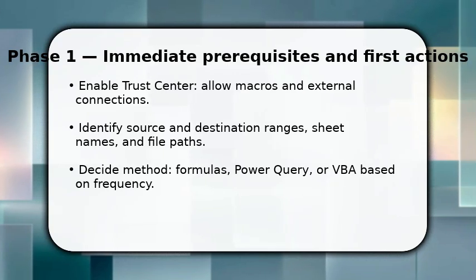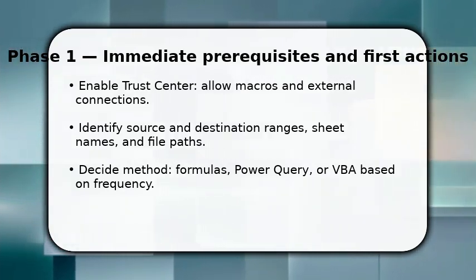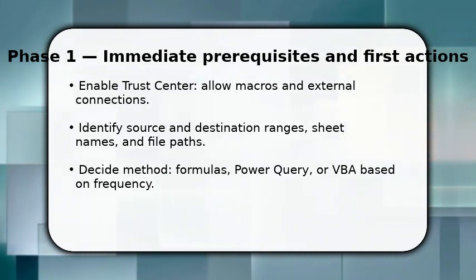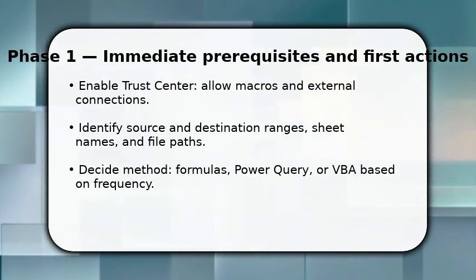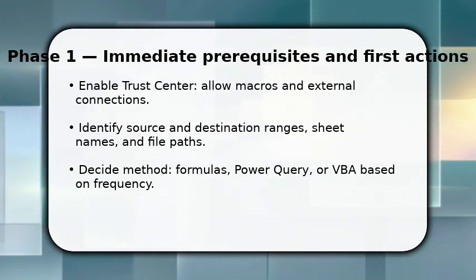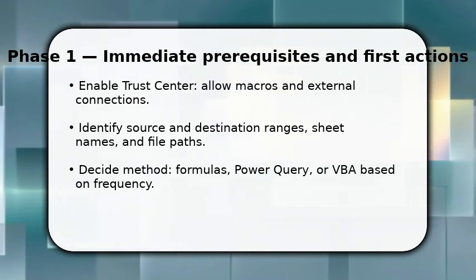Enjoy the video. You're starting by confirming prerequisites. Enable macros, allow external connections in Trust Center, and save both workbooks in known paths. Next, map where data lives, sheet names, exact ranges, and whether headers exist. Choose a method now: formulas for simple links, Power Query for refreshable transforms, VBA for scheduled automation.